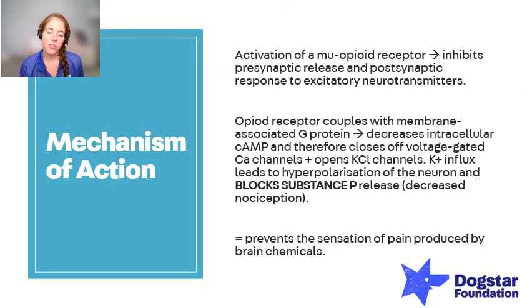So a little bit more information here for those of you that want to know the details of the mechanism of action of buprenorphine. Activation of a mu opioid receptor, so by the binding of buprenorphine to it, inhibits the presynaptic release and the postsynaptic response to excitatory neurotransmitters. This ultimately leads to blocking of substance P being released. Now, substance P plays a big role in nociception. So if there isn't substance P, it means that there's a prevention of the sensation of pain produced by brain chemicals.